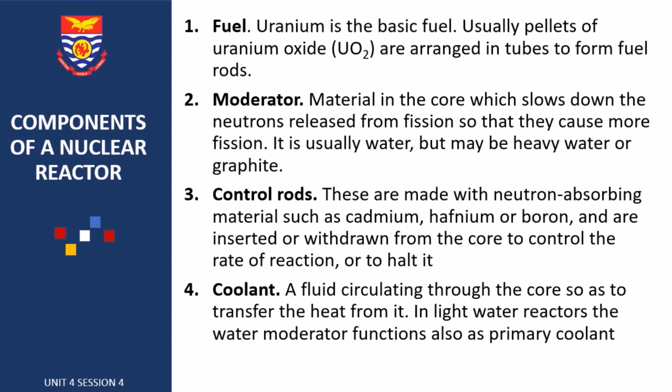Another component is the control rod. The control rods are made with neutron absorbing materials such as cadmium, hafnium, or even boron. These control rods are inserted or withdrawn from the core of the nuclear reactor to control the rate of the reaction. So when they are inserted, they absorb some of the neutrons and slow down the nuclear reaction, and when they are withdrawn, more neutrons are available, which speeds up the nuclear reaction.